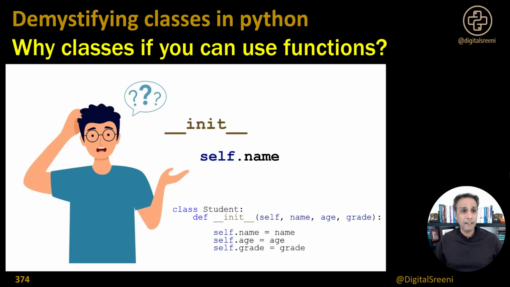Well, I am inserting this because I see quite a few requests on this topic: I'm still confused about classes, and if I can use functions, why do I need classes? I'm confused about this init and self, and I'm not feeling comfortable. I don't blame you. I was the same way when I started learning about these concepts.